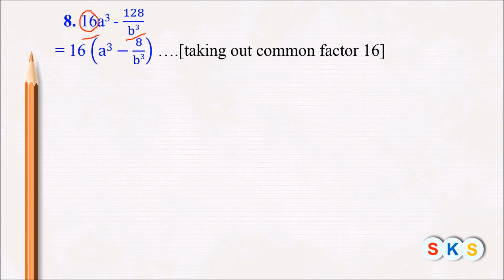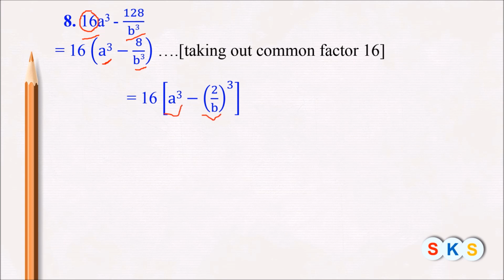Now you can see that the first term of the bracket is a raised to 3, which is the cube of a, and the second term is 8 upon b raised to 3, which is the cube of 2 upon b. It means both terms of this bracket are perfect cubes. So to expand the bracket, we will use the formula of a cube minus b cube. Here I have written the terms in the bracket in the form of cubes: a raised to 3 and 2 upon b the whole raised to 3.